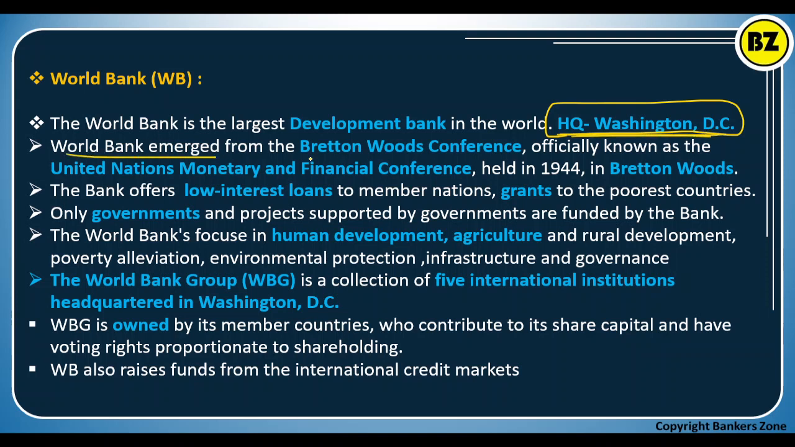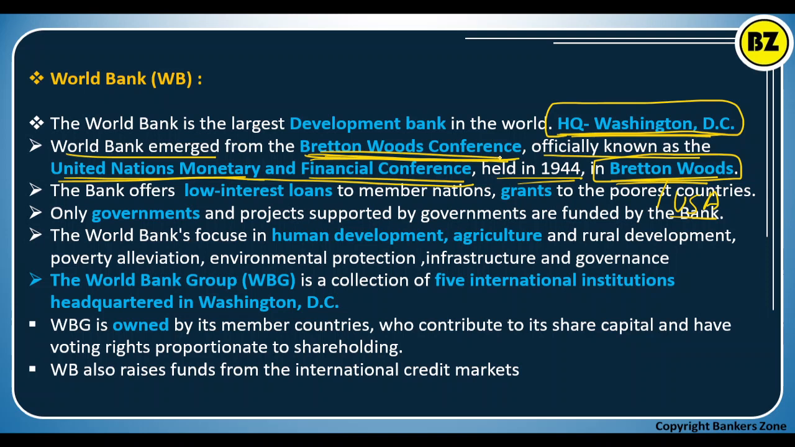The World Bank emerged from the Bretton Woods Conference. What is the Bretton Woods Conference? Officially it is also called the United Nations Monetary and Financial Conference, which was held in 1944 at a place called Bretton Woods, in the USA. At that place there was a conference, and then the idea of having a World Bank emerged. After World War II, to stabilize the global economy and help global trade, they had the idea of a World Bank.